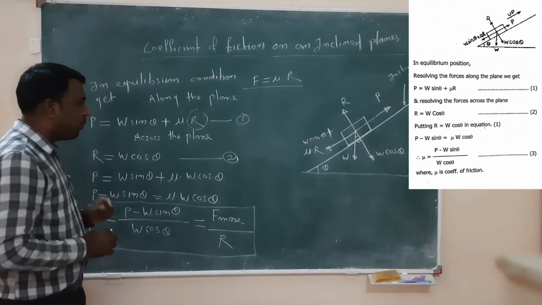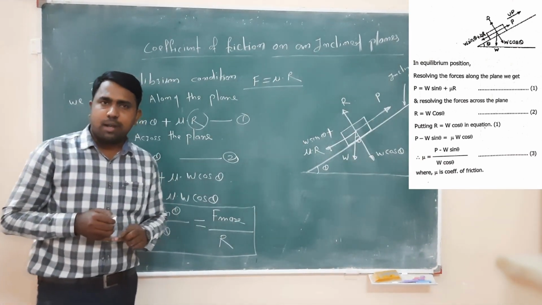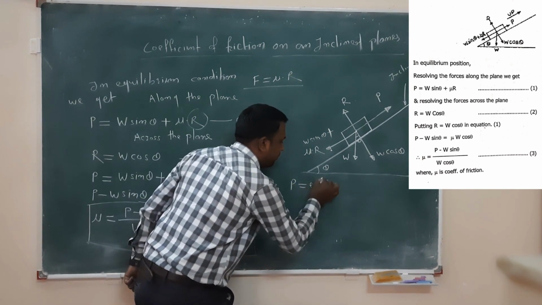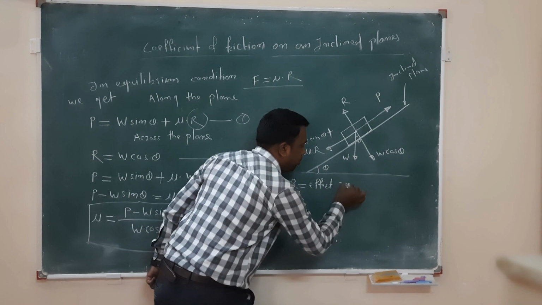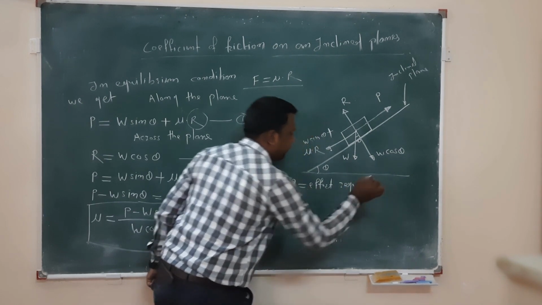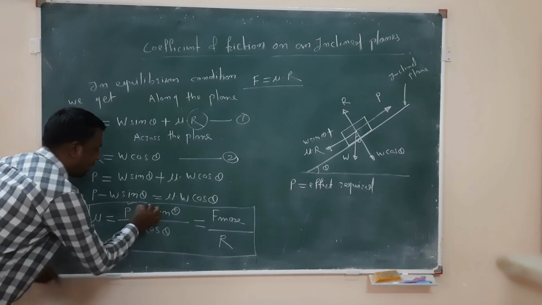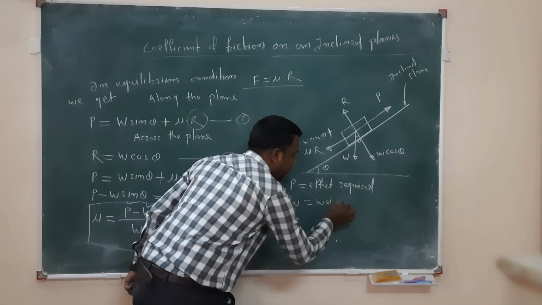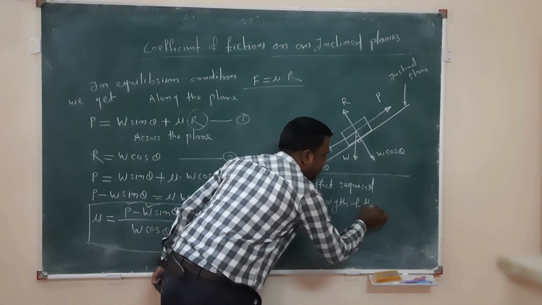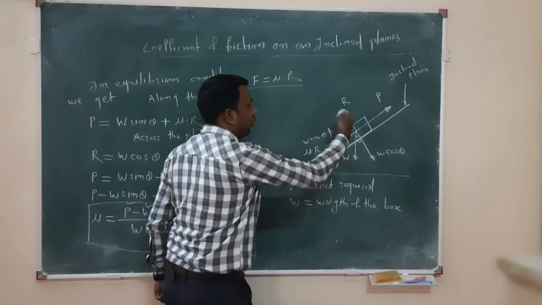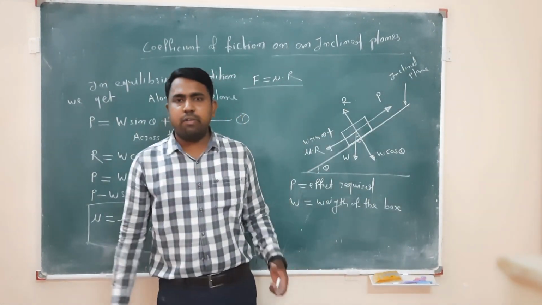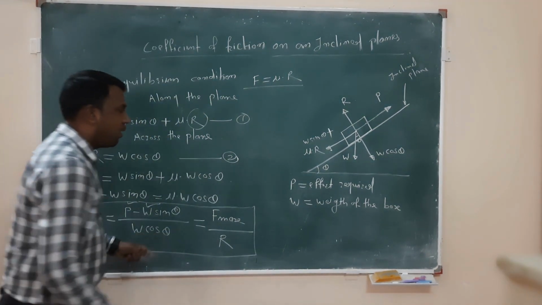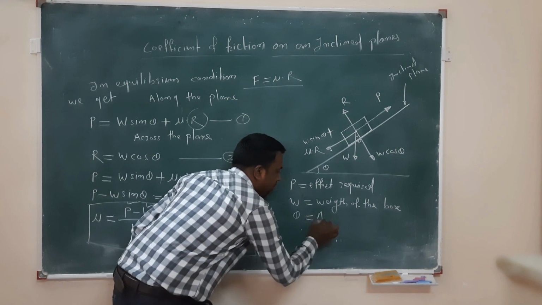To find the value of the coefficient of friction, there are 3 parameters we require. One is P, the effort required to move the box. Second is W, the weight of the box, or weight in the box, that is the total weight. In the experimentation we are considering the weight of the box and the weight in the box, that is the total weight. And the next one is theta, the angle of inclination.